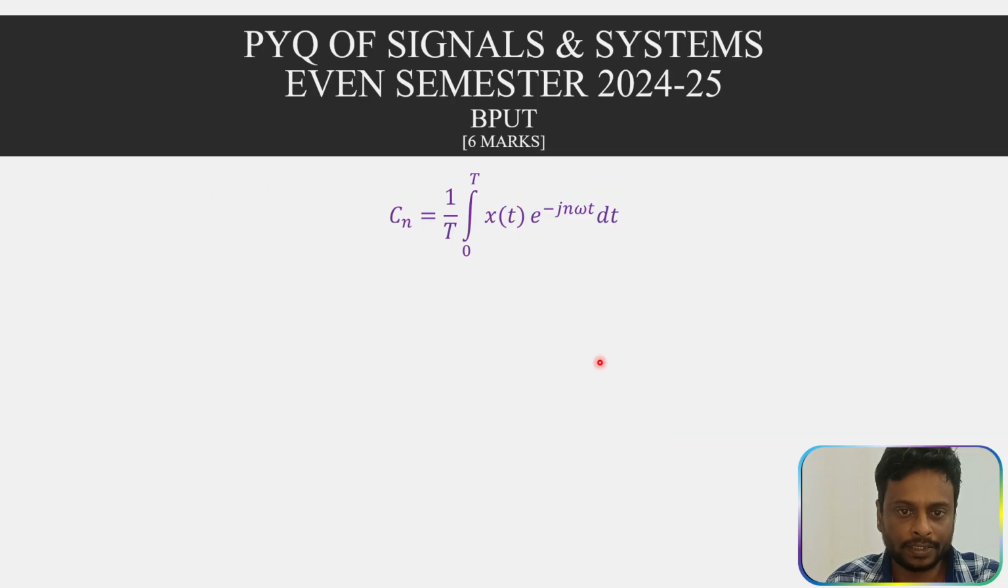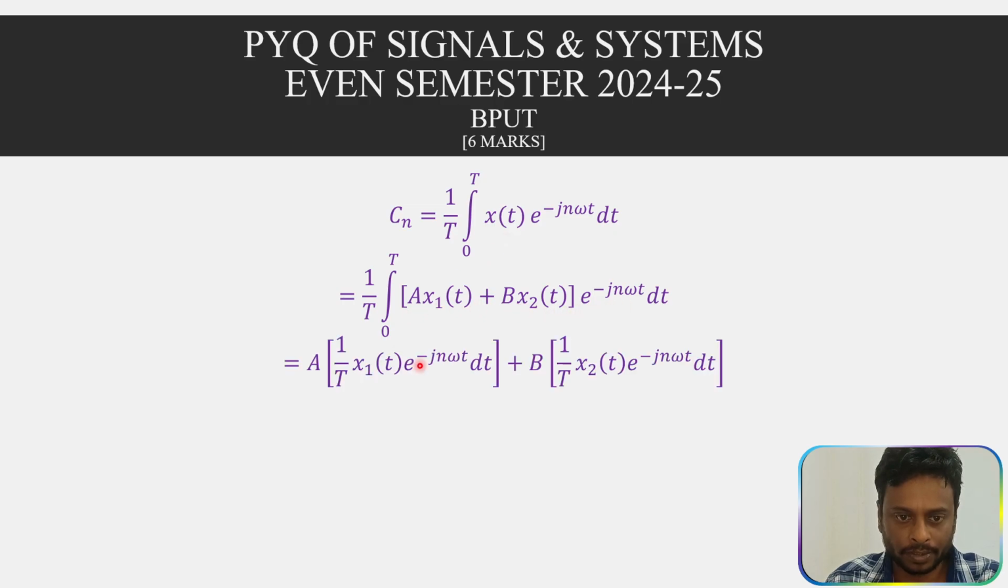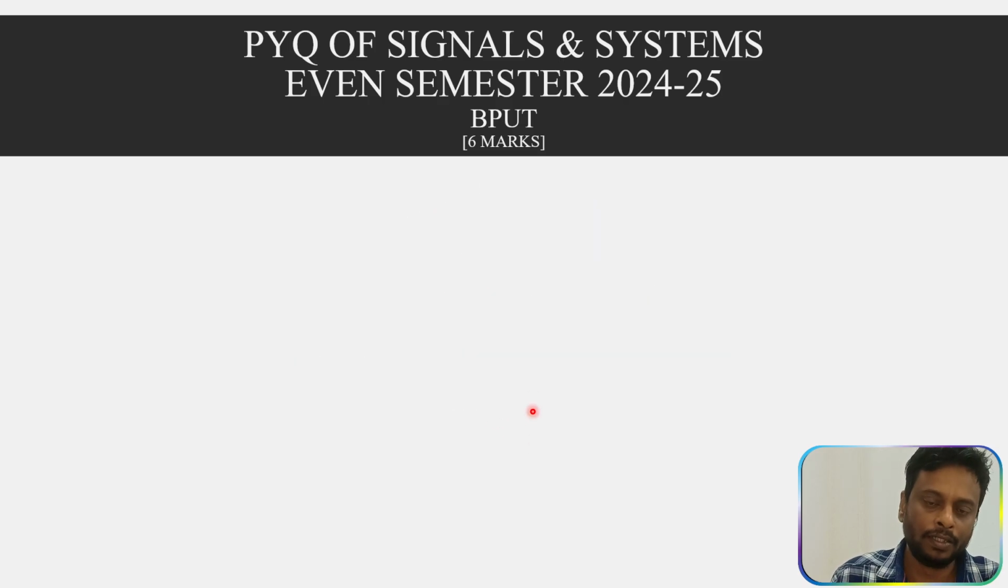So let us find out. The Fourier coefficient will be Cn equal to 1 upon T, integral 0 to T, x of t e to the minus j n omega t dt. In place of x of t we can write a x1 of t plus b x2 of t. So a we can keep constant. So 1 upon T integral of x1 of t e to the minus j n omega t dt, plus b into 1 upon T integral of x2 of t e to the minus j n omega t dt. This is the Fourier series coefficient C1n, and this is C2n. So this is the linearity property.